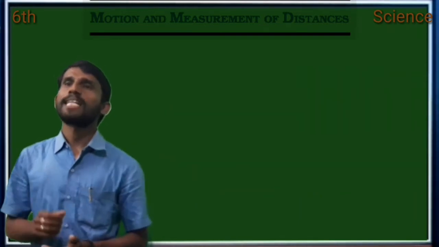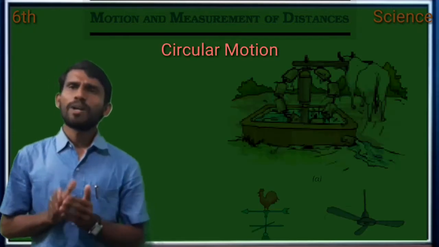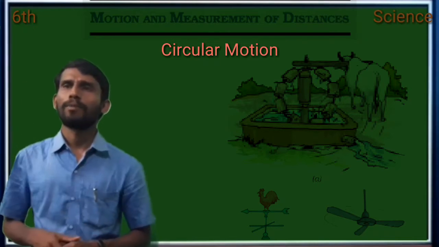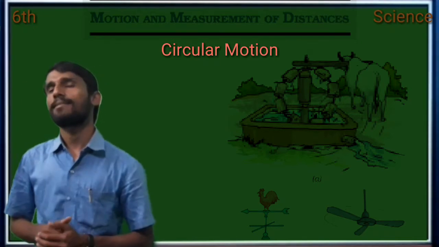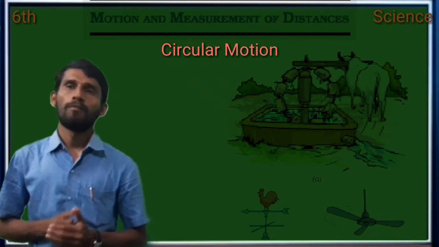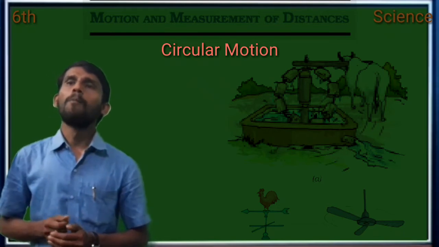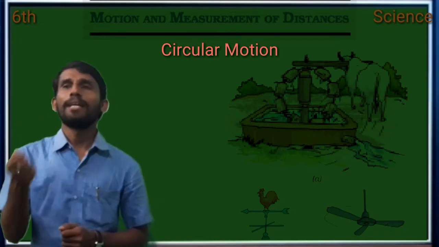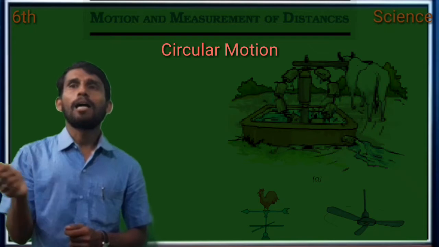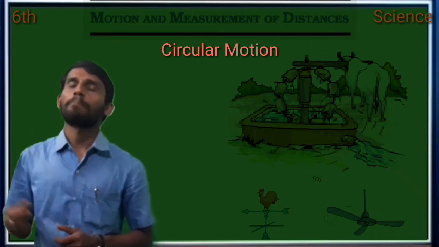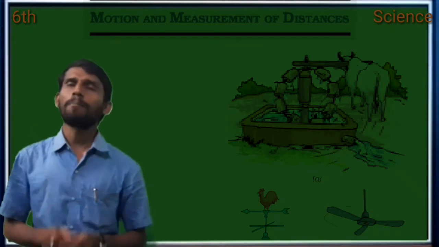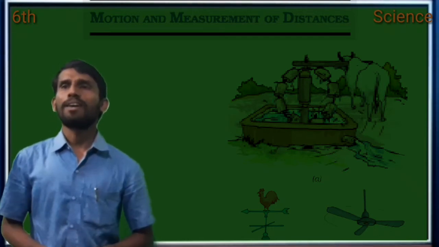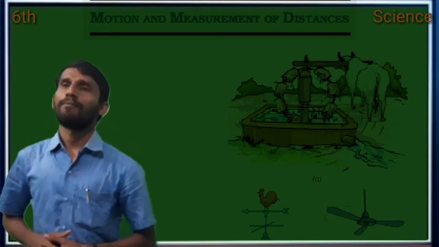Okay, next one, circular motion. Dear student, when an object moves in a circular path, its motion is known as circular motion. For example, dear student, the motion of a stone tied to a thread. When we rotate the thread, the stone is also moving in a circular path. That is one of the examples of circular motion. And the second one, the motion of the blade of an electric fan.